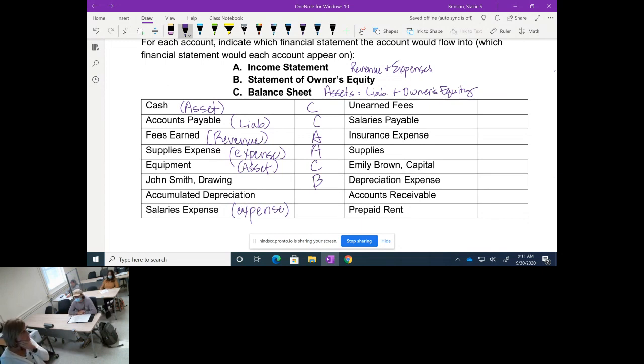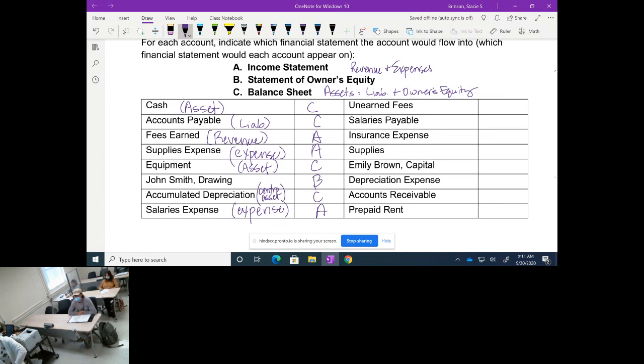Oh, I skipped accumulated depreciation. Sorry. Where does that one go? Income statement? Mm-mm. That's not an expense. It's a contra asset account. It has a credit balance, but it's going to go with the assets. It's going to go on the balance sheet. So it is a contra asset, but it's still under assets. Yes, it still goes under assets.